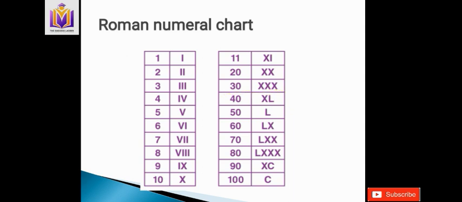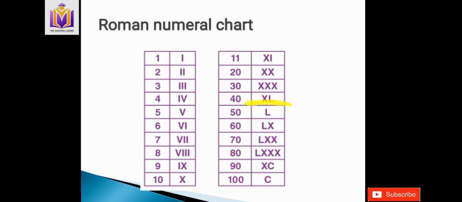Here we can only repeat a symbol up to 3 times in a Roman numeral. We will not repeat a symbol more than 3 times. Only till 3 times will we repeat it. So for 40, we will not write four Xs, but we will subtract X from L, like we have shown you in the previous slide. So here XL. Here X is smaller and it is on the left-hand side.